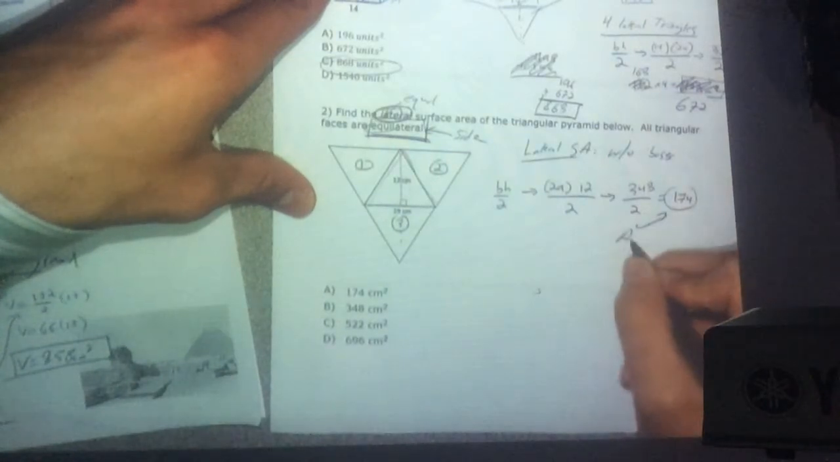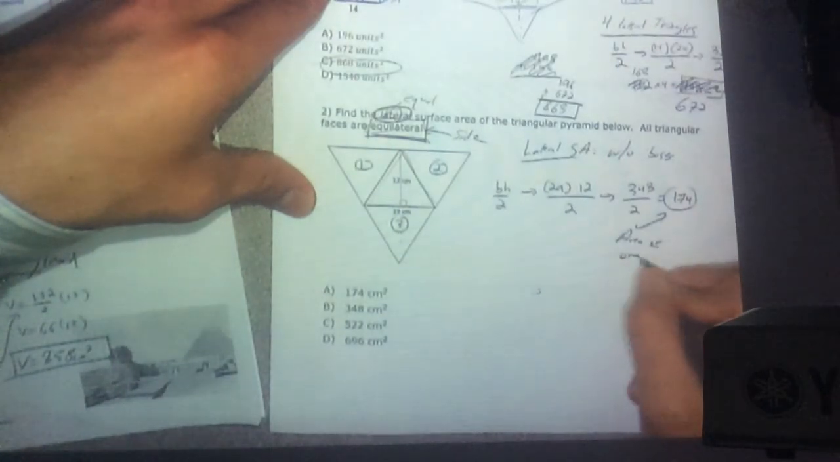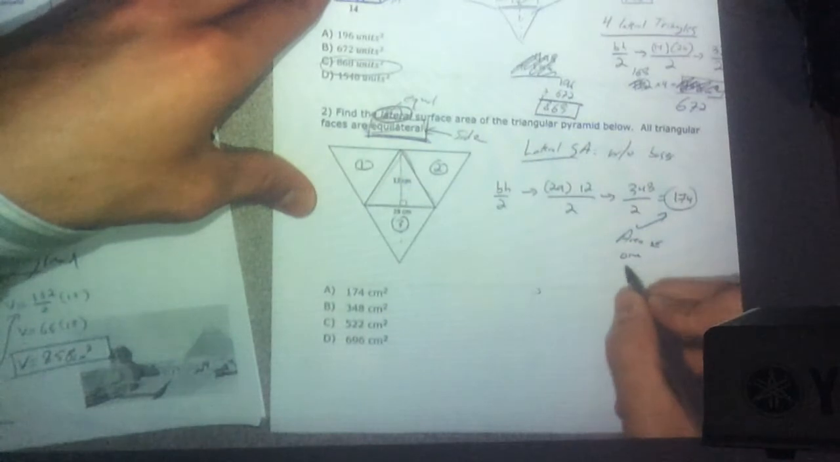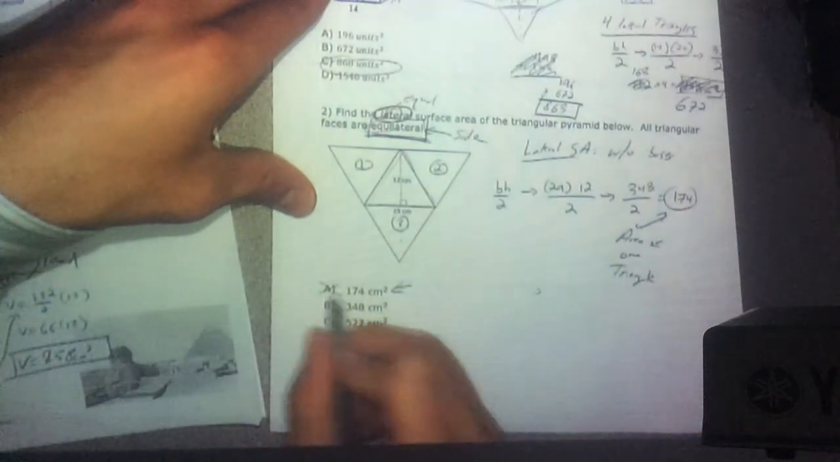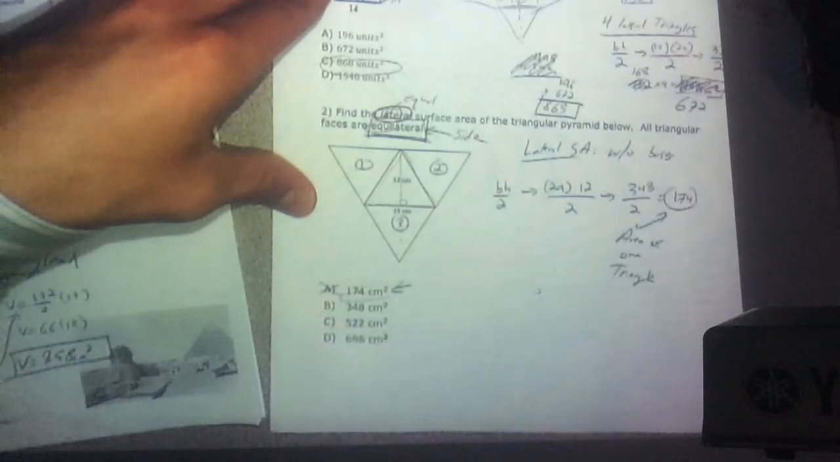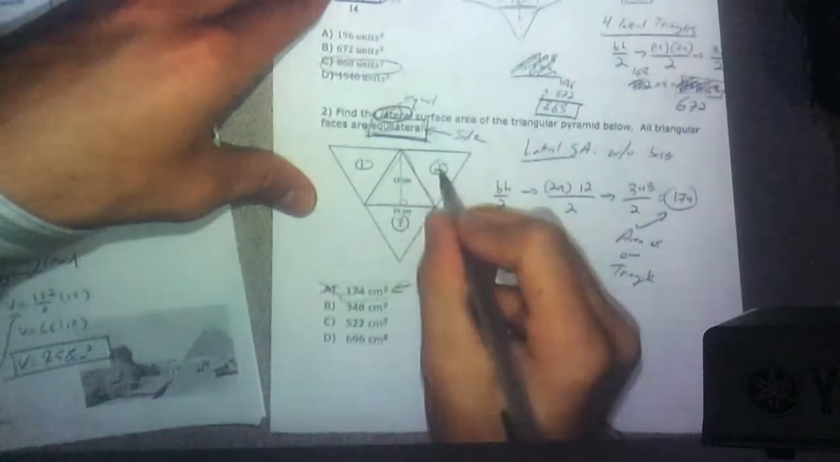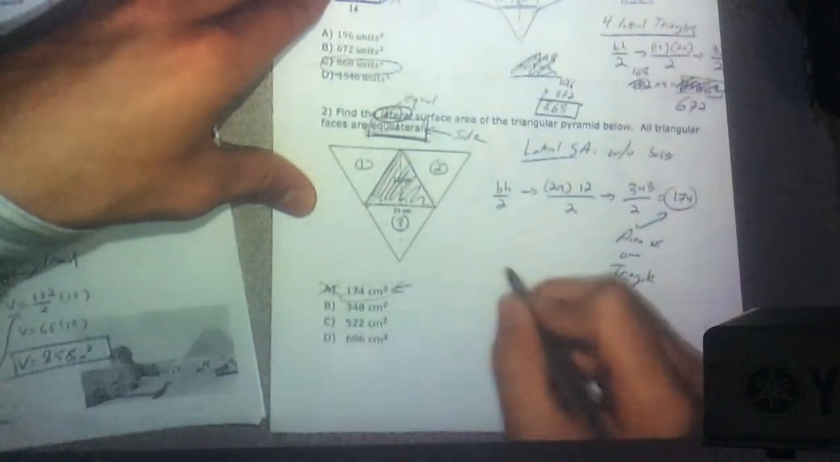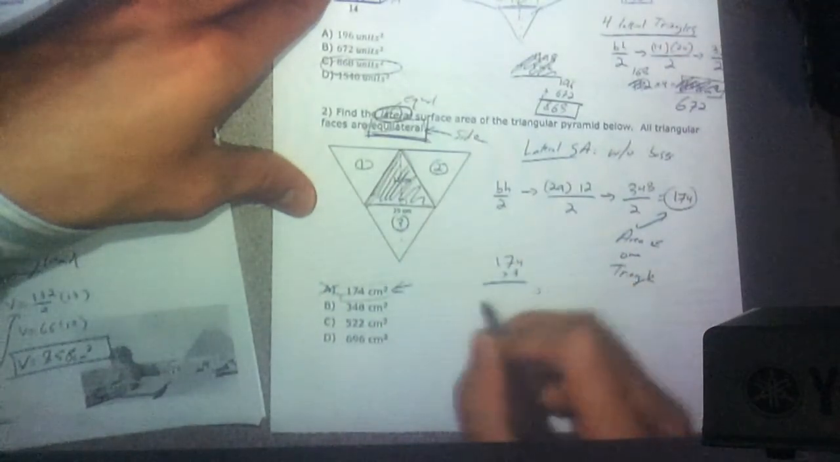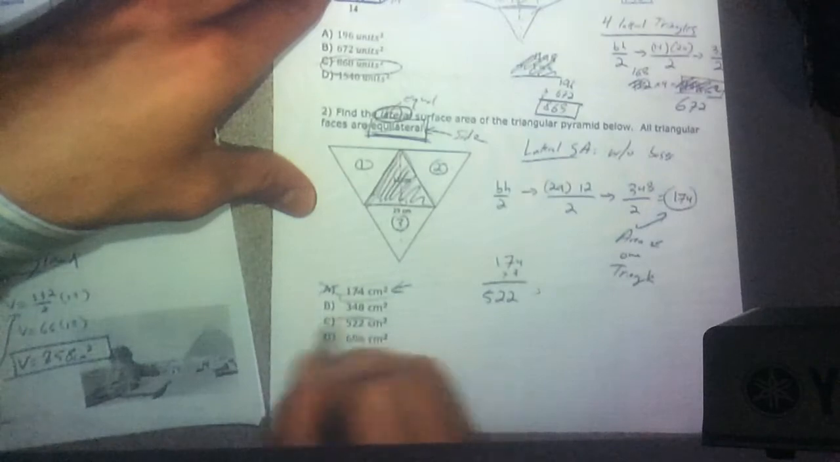But this here is the area of one triangle. So it's not going to be this one. A lot of you put this. We need to multiply it by 3 because there's 1, 2, 3 lateral triangles. Lateral means without the bases, and this one right here is the base. So 174 times 3 is going to be 522. The answer is C.